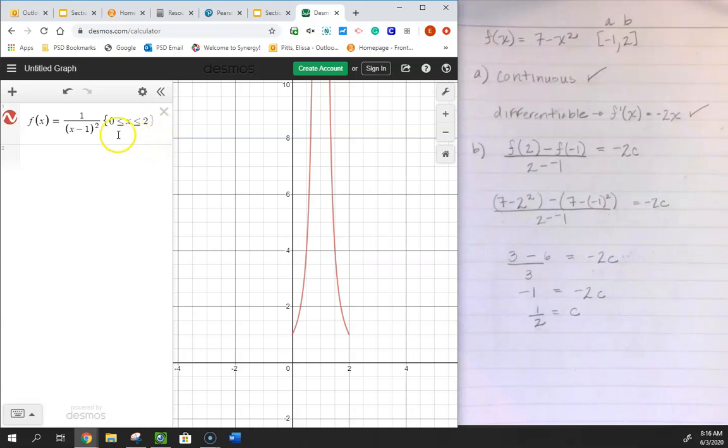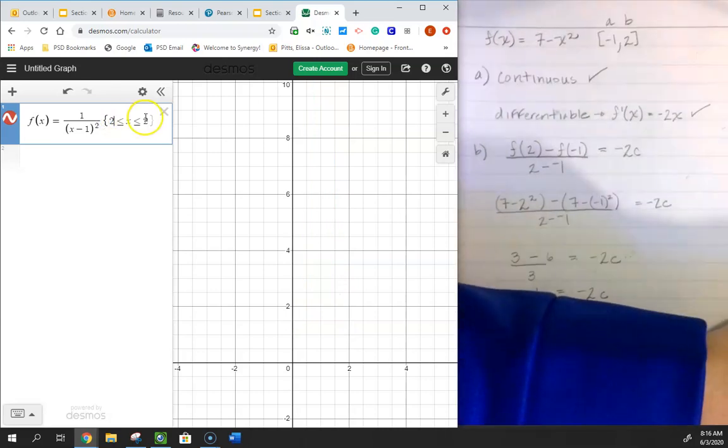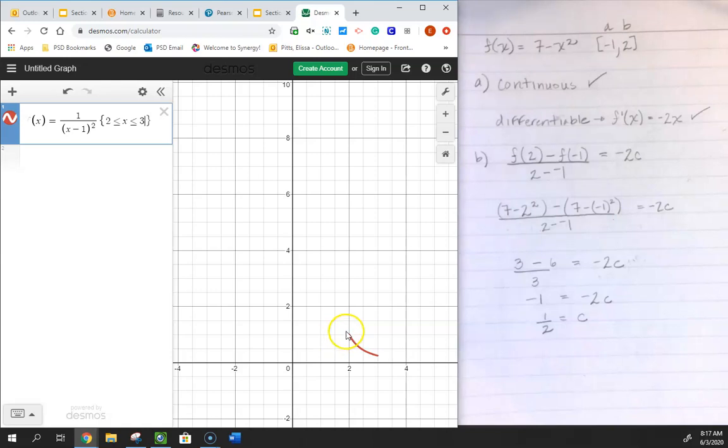However, if I changed the interval, maybe from 0 to 2 to 2 to 3, then the mean value theorem would apply on that interval because there's not any problems in that interval. So you have to look at the interval. You can't just say, okay, this at 1 isn't continuous, so the mean value theorem doesn't apply. That doesn't work. You have to look at the interval. It applies on this interval because everywhere in that interval it's continuous and differentiable.